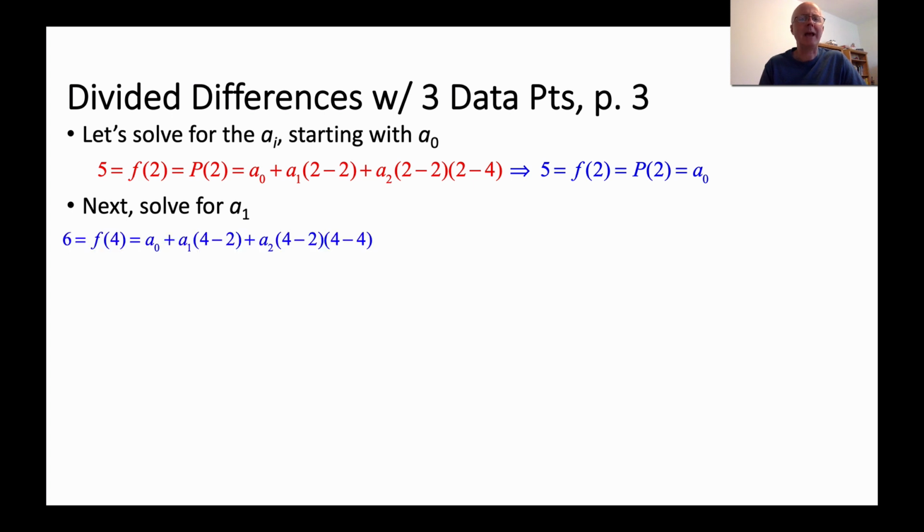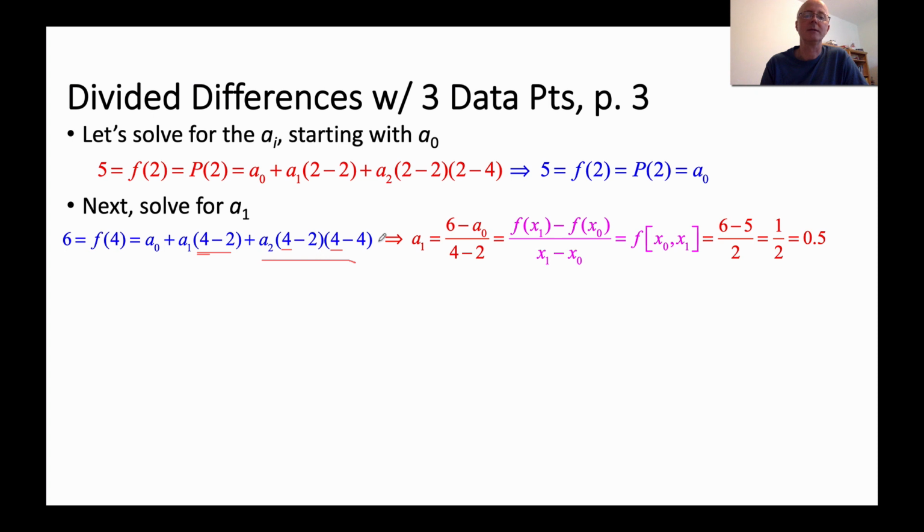It ends up equaling 1/2 in this case. We can solve for it by plugging in x equals 4 here, here, and here, making this term 0. So we can solve for a1 to be 6 minus a0, then divide by 2. That's what we do here. 6 minus a0 divided by 4 minus 2, which simplifies to this. a1 is 1/2 or 0.5, not negative 1/4. Okay? In general, they should not be the same. What's this stuff in the middle?